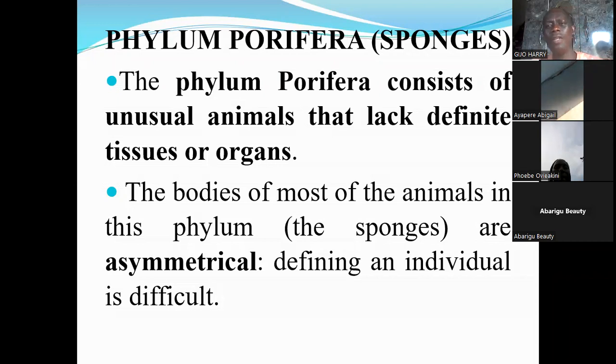Now, the phylum Porifera consists of unusual animals that lack definite symmetry or organs. Their bodies cannot be divided into mirror images. That is, if you cut the sponge into two parts, you cannot get two identical halves. And they lack definite tissues. Their cells are not organized into tissues or organs. So they are said to be asymmetrical.